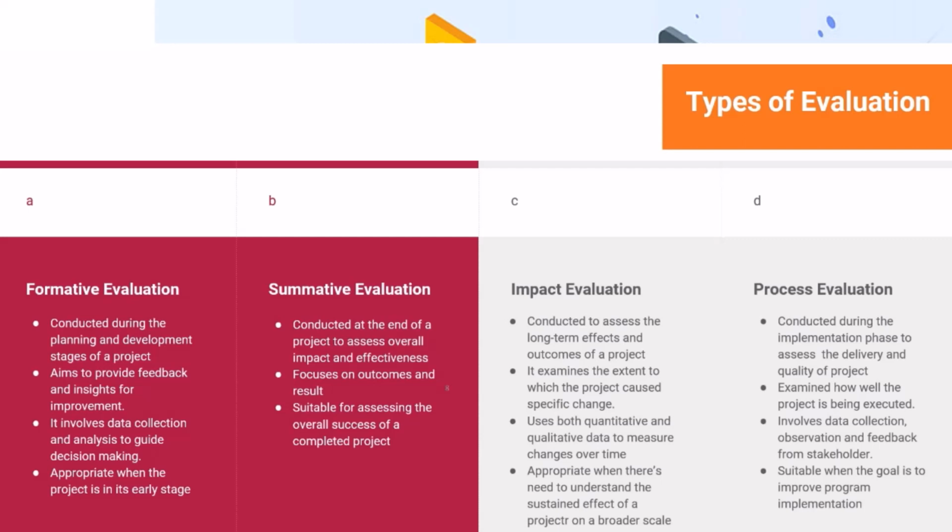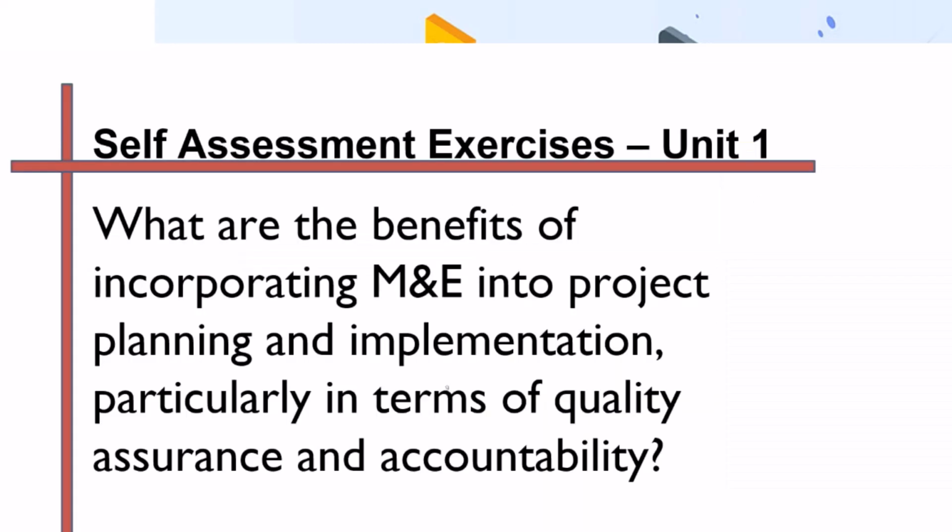And the last one, which is very close to formative, is process evaluation. It is conducted during the implementation phase to assess the delivery and quality of the project. It involves data collections, observation, and feedback from stakeholders, and is suitable when the goal is to improve program implementation. So that is when process evaluation. So these are the 4 phases of evaluation. You just adapt the one you like.